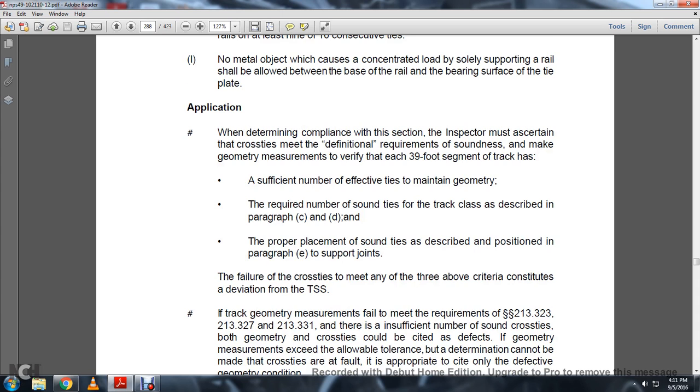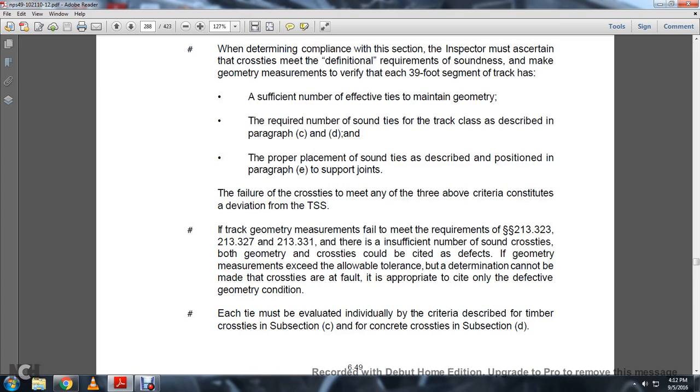Alright, application. When determining compliance with this section, the inspector must make the insertions, the cross tie to meet the definitional requirements of the soundness, making the geometry measurement to verify the 39-foot segment of the track has a sufficient effective number of the ties to maintain the geometry required, the number of the sound ties to the track class described in paragraph C and D, the proper placement of the sound ties described in paragraph E3 to support the joint.